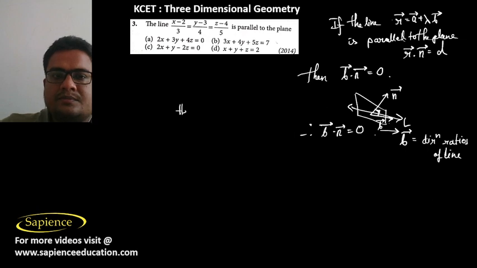So now here the equation of the line is given as x minus 2 by 3 equals y minus 3 by 4.